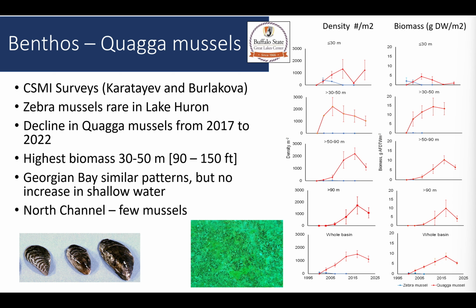So the husband-wife team of Alexander Karatayev and Luba Berlikova out of Buffalo State has done intensive surveys of quagga mussels in all 5 Great Lakes. In 2022, they did a lake-wide survey as part of the CSMI program. And then in general, many of the densities are now declining. These are different depth intervals, and then the bottom one is lake-wide. You can see that they're starting to reach a point where they're stabilizing.